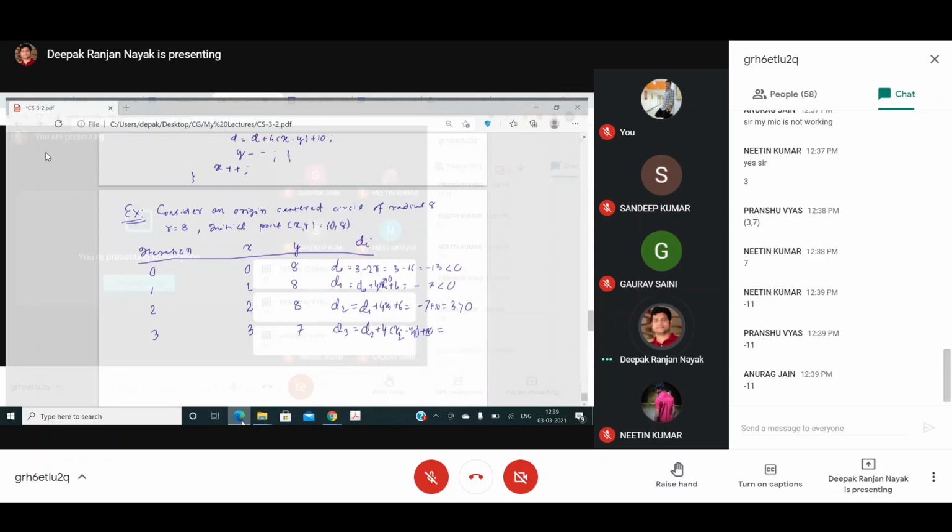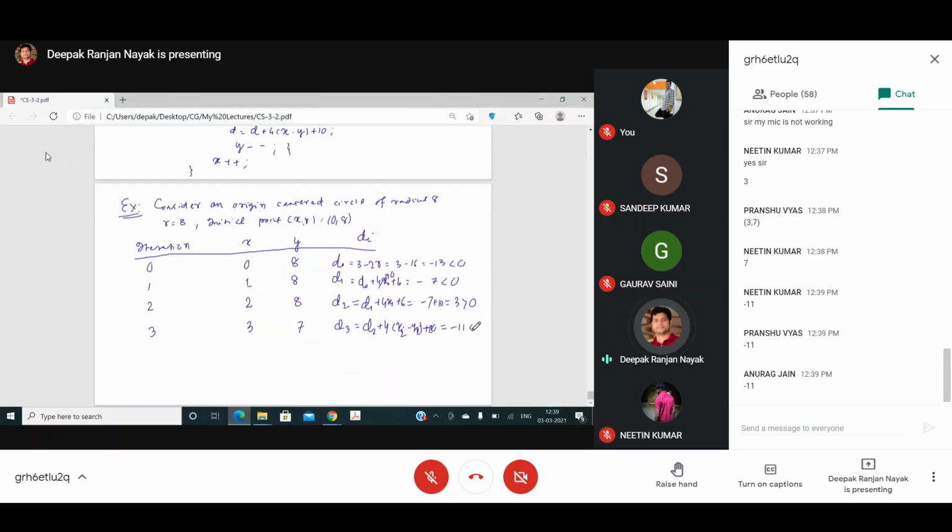So again, is minus 11 less than 0 or greater than 0? It is less than 0. So if it is less than 0, then in the next iteration, x value will always increase by 1. My y value will remain the same because it is less than 0. So I can calculate D4 from D3. The formula will be changed. The formula will be D3 plus 4 into x3 plus 6, that is minus 11 plus 4 into x3 plus 6, which is nothing but 7. 7 is greater than 0.